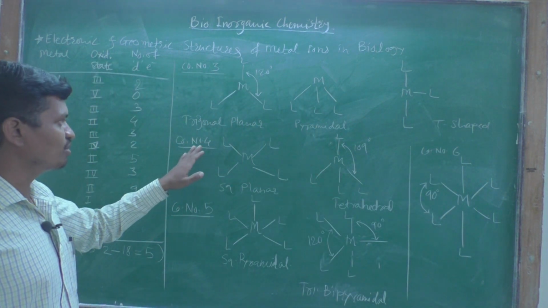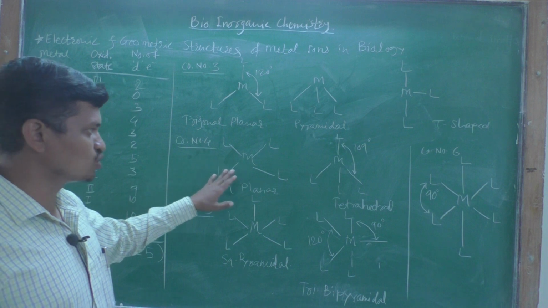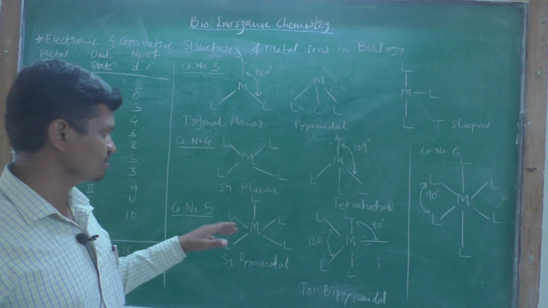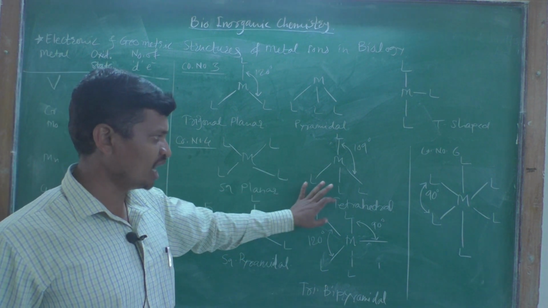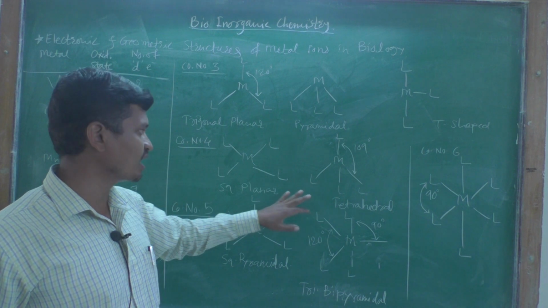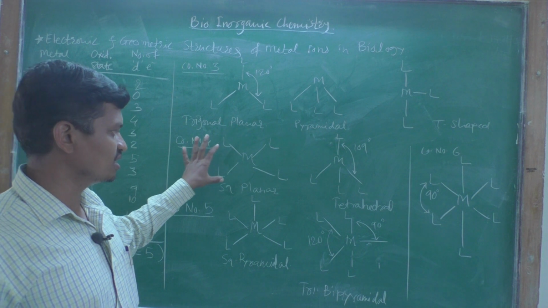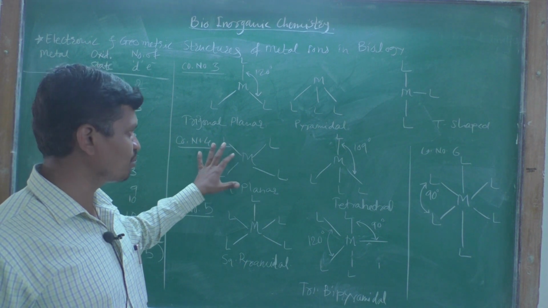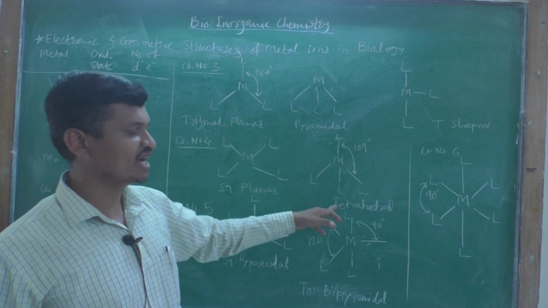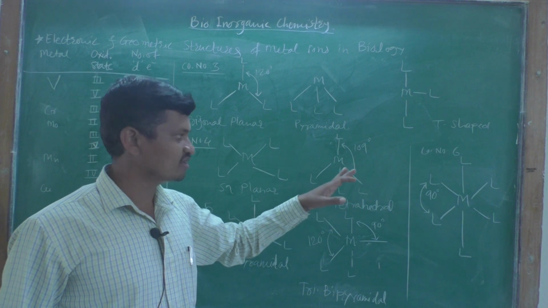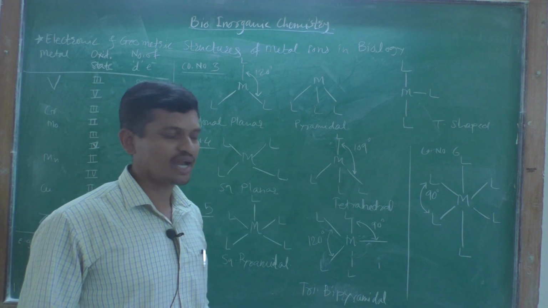Then with coordination number 4, there are two possible structures: one is square planar and the other is tetrahedral. For square planar, the bond angle is 90 degrees. For tetrahedral, the bond angle is 109 degrees.